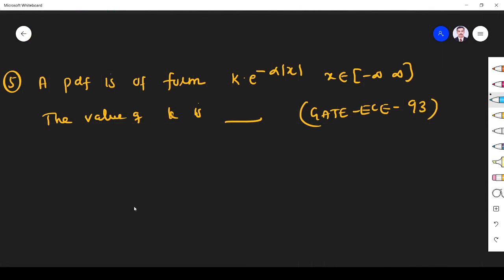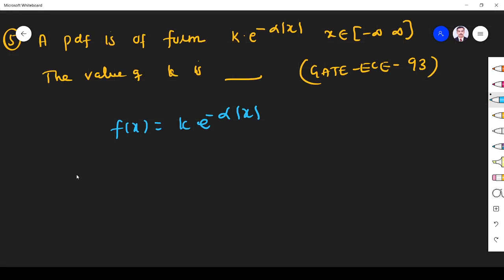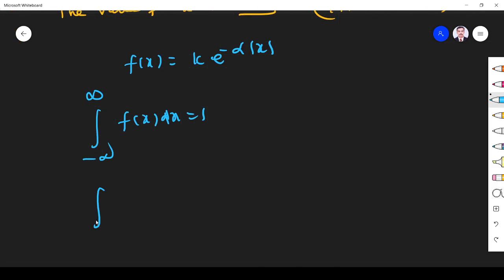Next one, it is also another important question. A PDF is of the form k into e power minus alpha x. So f of x I can write as k into e power minus alpha mod x, where x varies from minus infinity to plus infinity. What is the value of k, right? If the PDF is given, the area under the curve, the integral from minus infinity to plus infinity of f of x dx, is equal to 1, right? This is the PDF equation. So substitute that: the integral from minus infinity to plus infinity of k into e power minus alpha mod x dx is equal to 1.